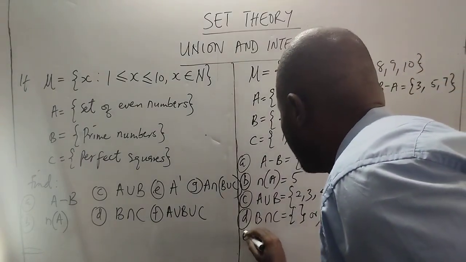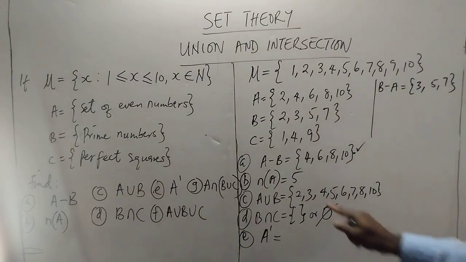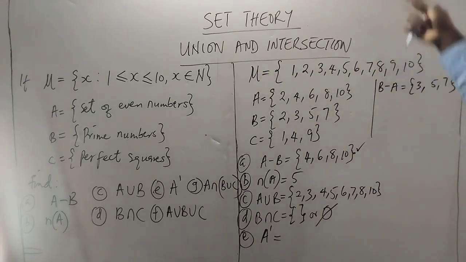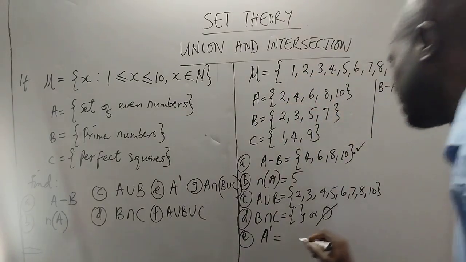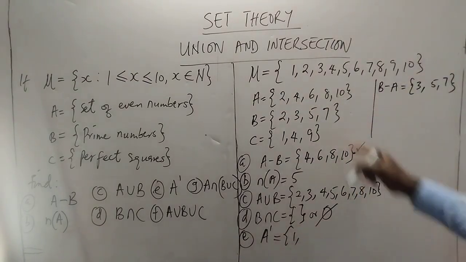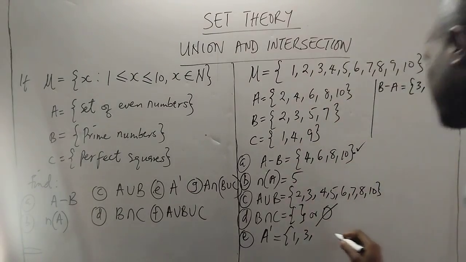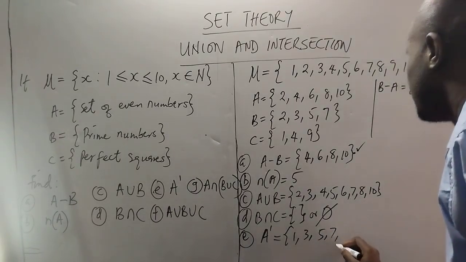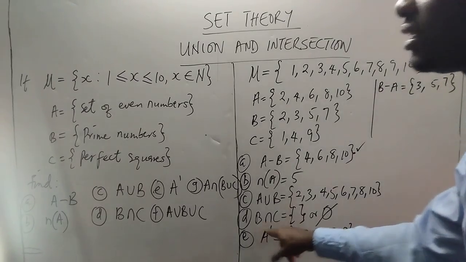The next one, E, says A complement. A complement simply means all the elements of the universal set that you cannot find in A. Those elements in the universal set that are not in A. Now, if you look at the universal set, you discover that 1 is there, but 1 is not in A. You write it down. Which other number? 3 is not in A. 5 is not in A. 7 is not in A. 9 is not in A. So these are A complement, the members of this set.